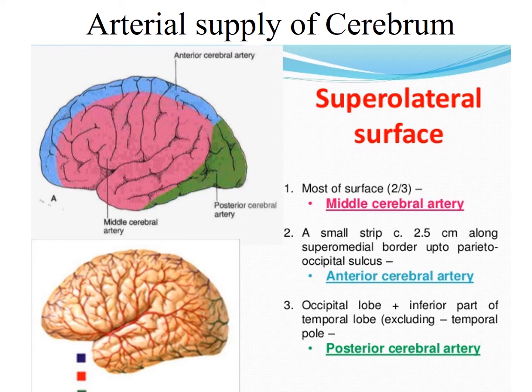So in this picture, you can make out three shades. They have given three shades: blue, pink and green. Pink denotes the middle cerebral artery, blue is for the anterior cerebral artery and green is for the posterior cerebral artery. As I said already, this middle cerebral artery will be running along the lateral surface. So it supplies the parietal and the temporal, mostly the parietal and the temporal. So you can make out the shading.